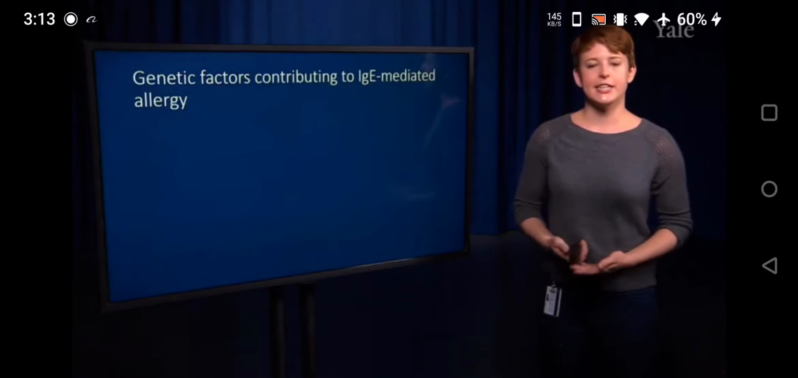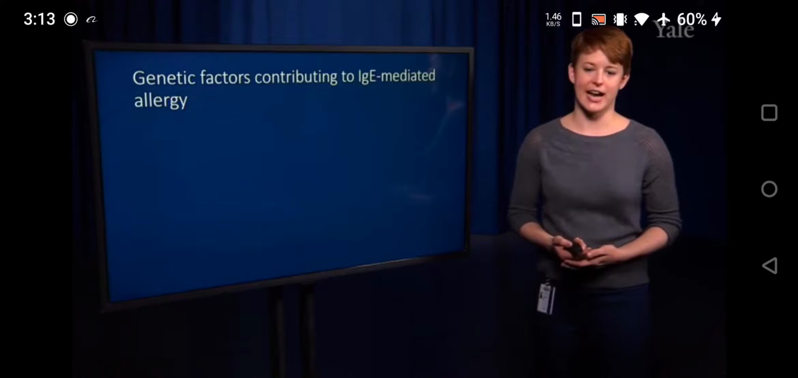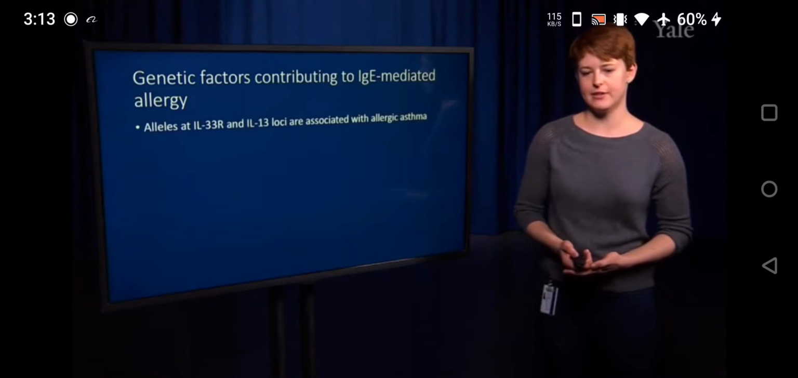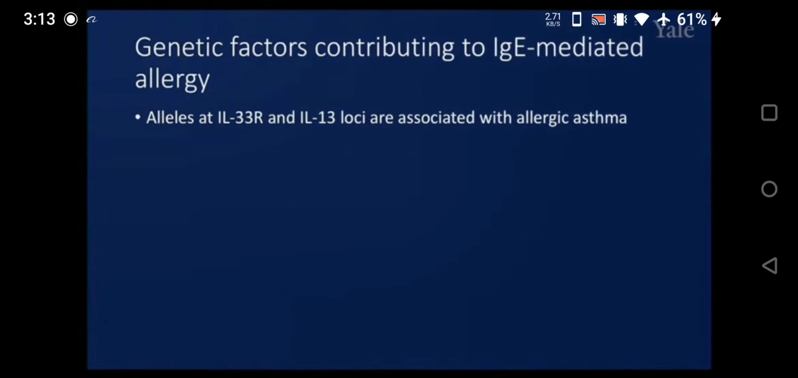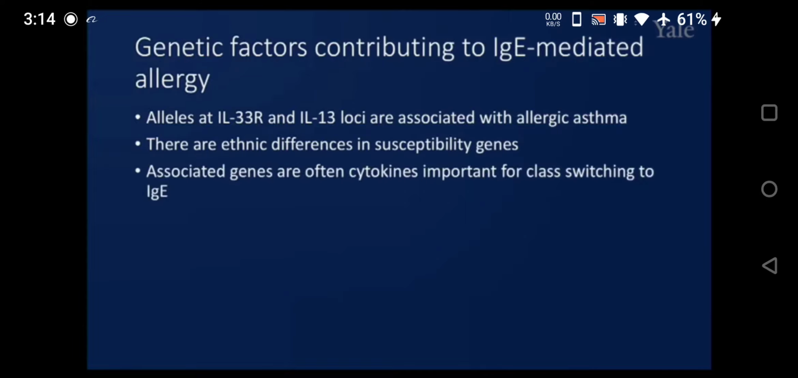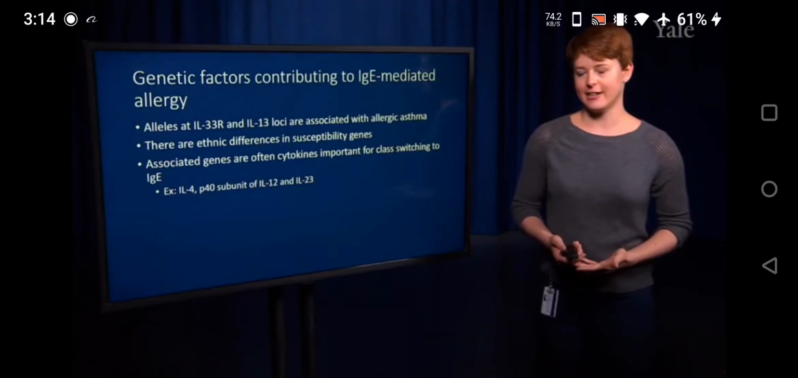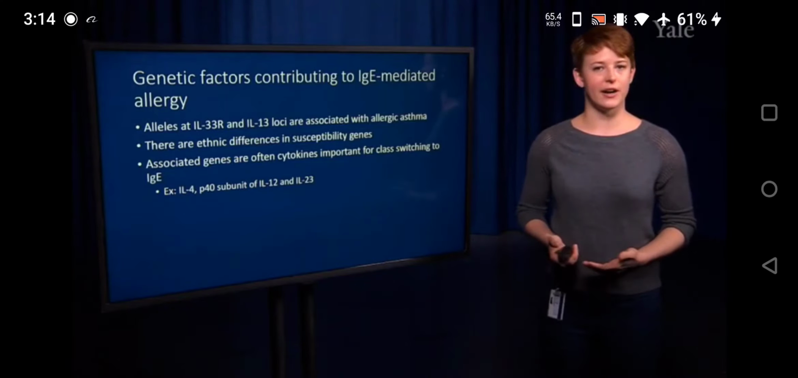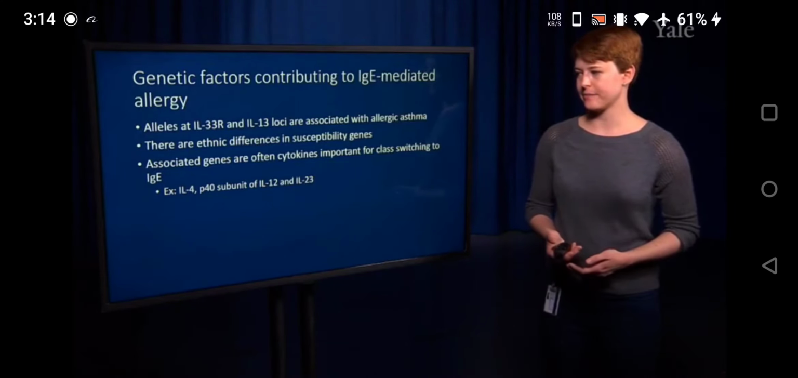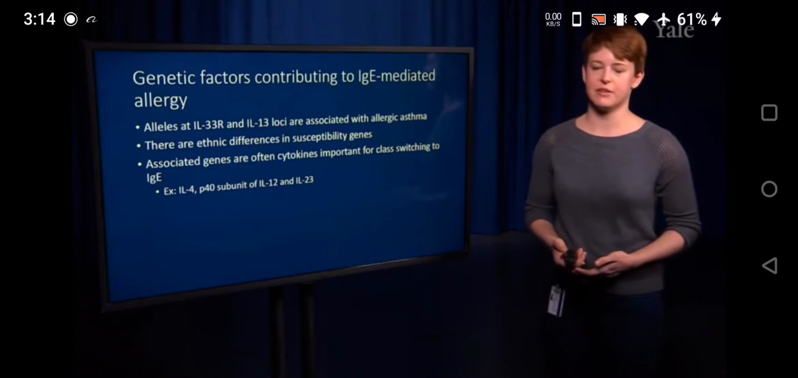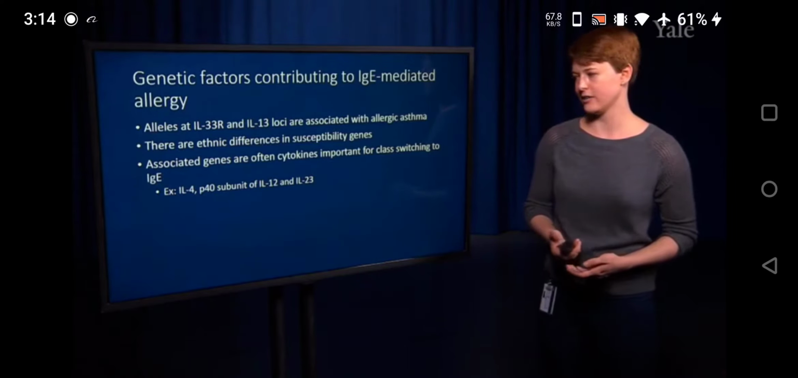So there are some other genetic factors that contribute to IgE-mediated allergy. For example, some alleles at IL-33 receptor and IL-13 loci are associated with allergic asthma. And there are also ethnic differences in susceptibility genes. So associated genes typically are actually cytokines that are important for switching to IgE. So these are going to be the cytokines we talked about earlier, your IL-4, IL-5, as well as some subunits, such as P40, which is a subunit of both IL-12 and IL-23.